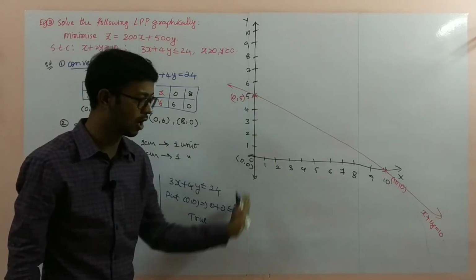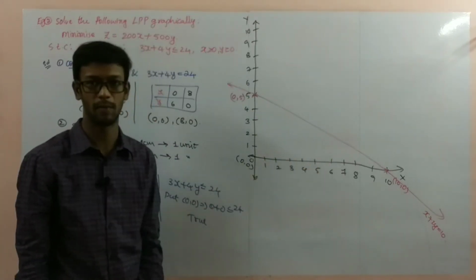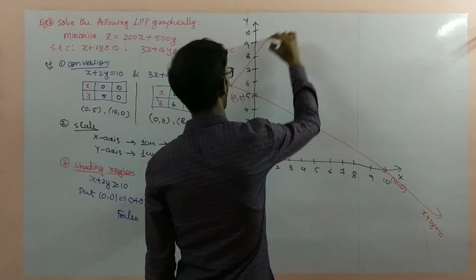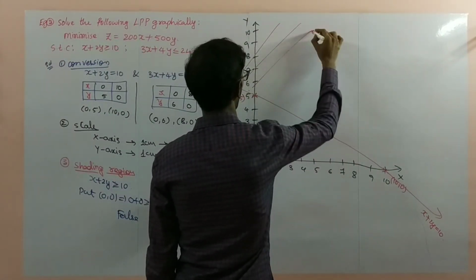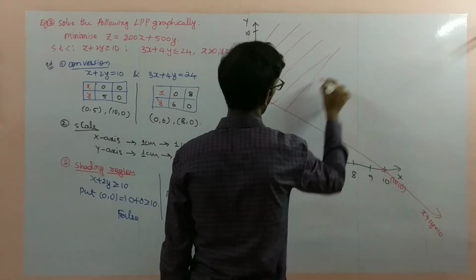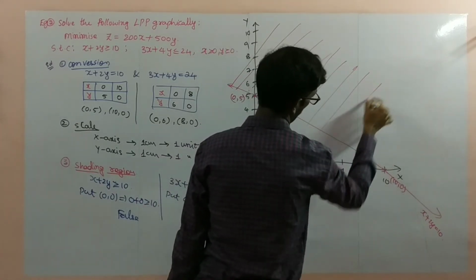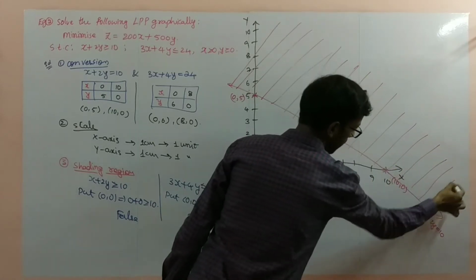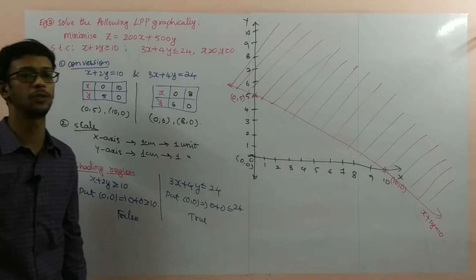So now the shading region: false statement, excluding 0 comma 0. If you make it downside, it will include 0 comma 0; excluding means above the line. Above the line you have to shade.